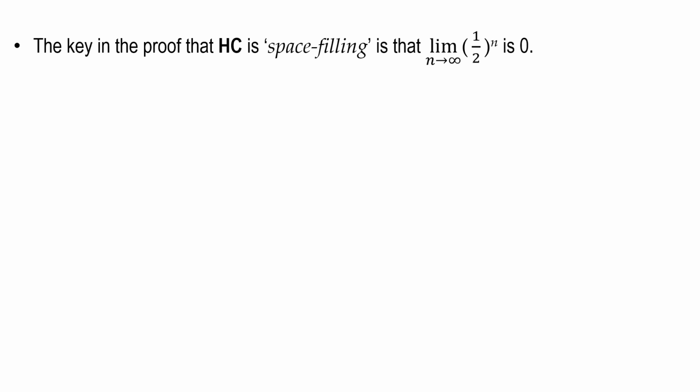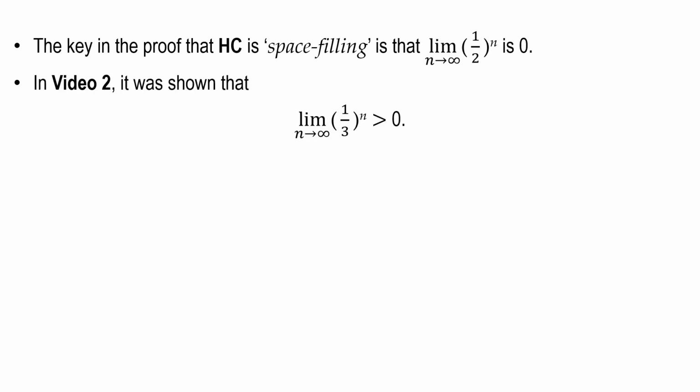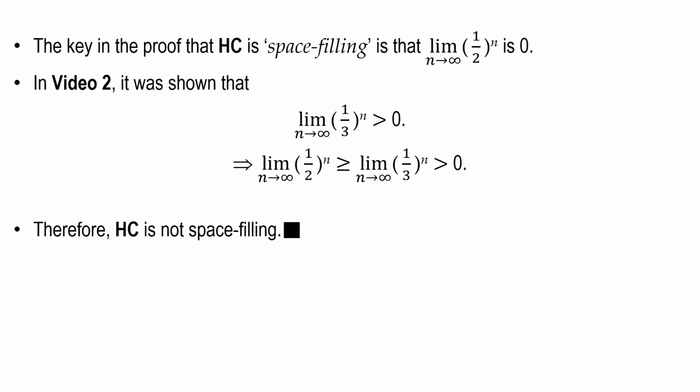The key in the proof is that the limit of 1 over 2 to the power of n is 0. However, in video 2, it was shown that the limit of 1 over 3 to the power of n is larger than 0. Thus, the limit of 1 over 2 to the power of n is larger than 0. Therefore, the Hilbert curve is not space-filling.